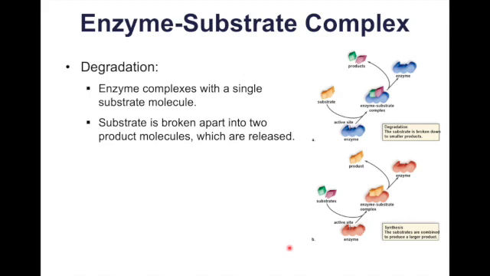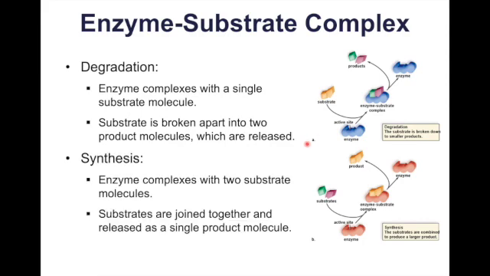So two different types, degradation. An enzyme can complex with a single substrate, and then it gets broken up into two. So here we've got the single substrate. It connects in with this active site, and then it breaks it apart into these two different products. And notice the enzyme is there and ready to go do its thing again. It doesn't get consumed in that reaction. Versus a synthesis, just the opposite. Two substrates come in, and the enzyme joins them together and releases this new product. And again, the enzyme is still free to go catalyze another reaction.